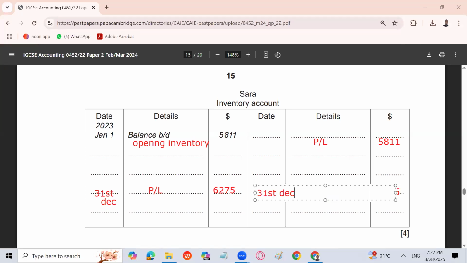So this is how we prepare the inventory account. You should be able to understand how to prepare the inventory account, because this is important.